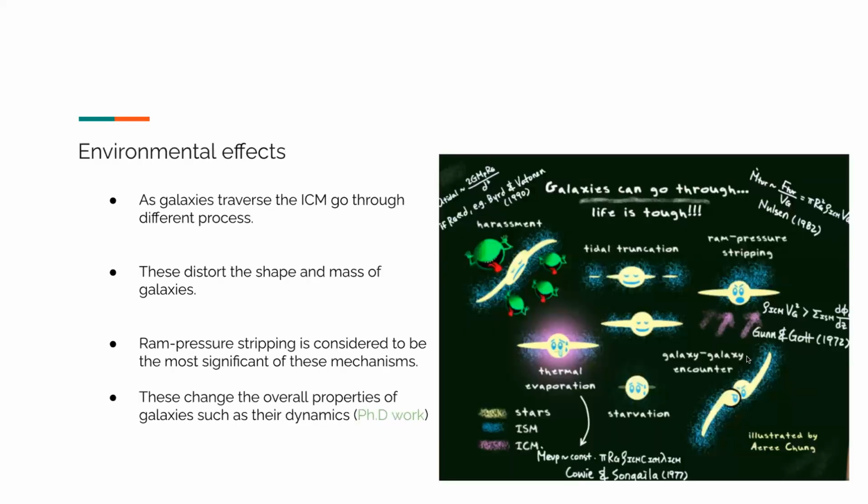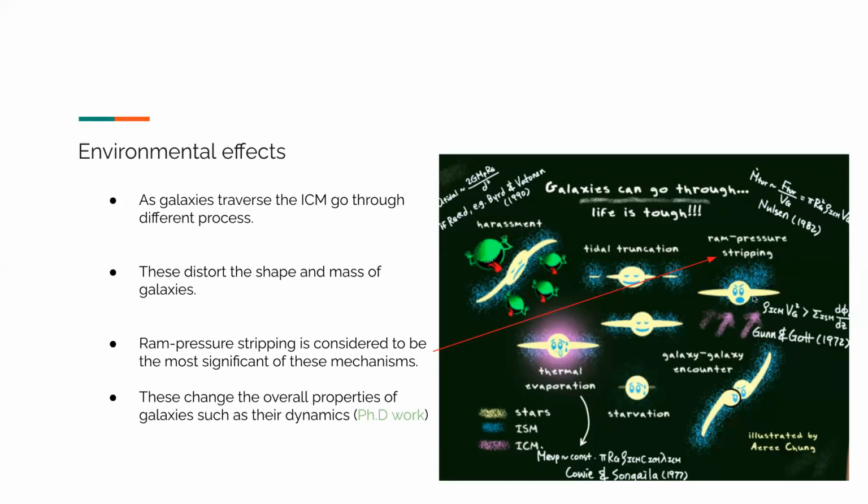And these environmental effects I'm talking about. As the galaxies are traversing the intra-cluster medium, because you've got galaxies that are sitting within this, and you've got an intra-cluster medium, which is some sort of gas that's sitting inside the cluster, and galaxies are either falling towards the cluster or falling out. And as they do all this, they go into some processes, and these tend to disturb their shape and the mass of the galaxy.